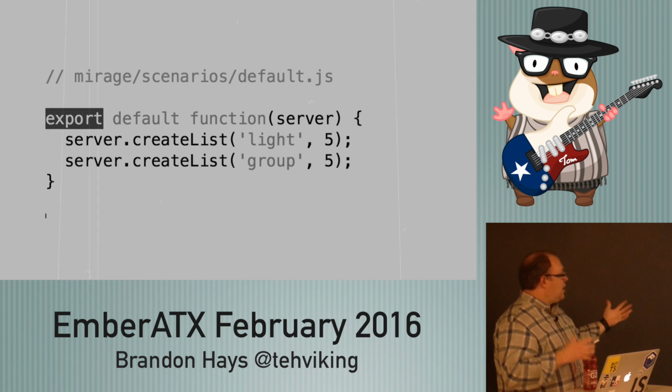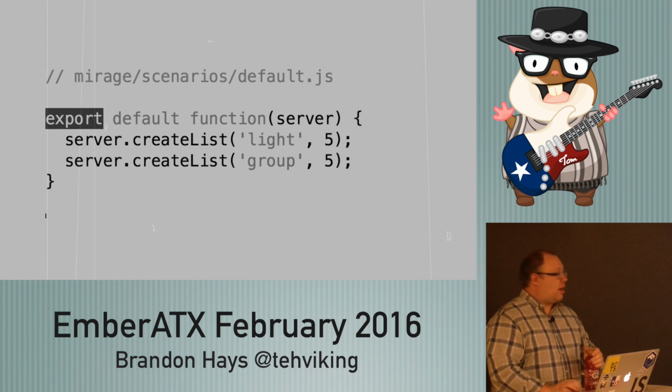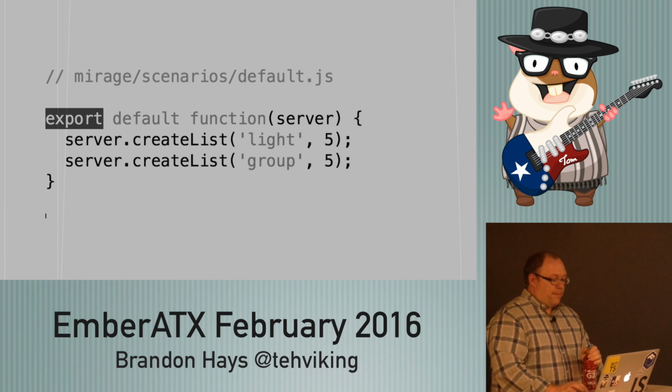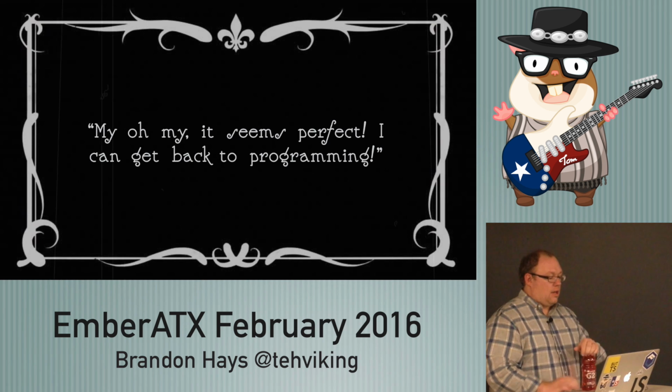So scenarios x.js, and this default is the one that runs by default. So you can start your app with different sets of data in all these different scenarios if you want. And then you can just opt out of development mode in your Ember CLI config if you want. It's just a line of code.